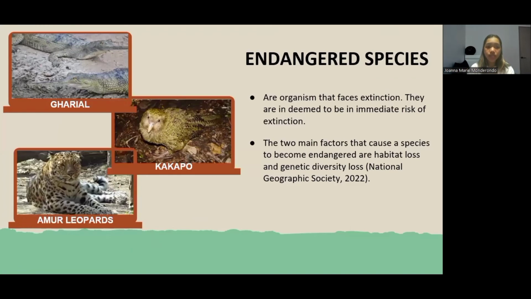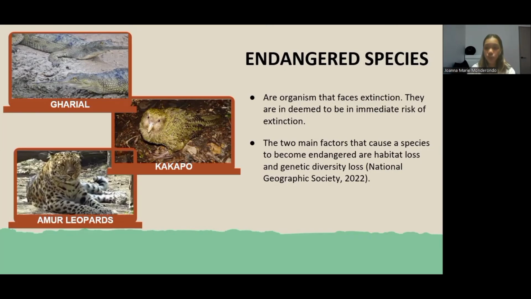So let us talk about what is endangered species. Endangered species are organisms that face extinction. They are deemed to be in immediate risk of extinction. There are two main factors that cause a species to become endangered: habitat loss and genetic diversity loss. This is according to the National Geographic Society, 2022.